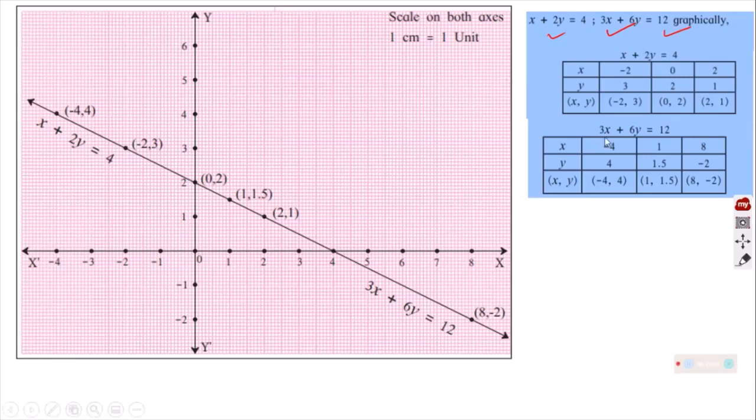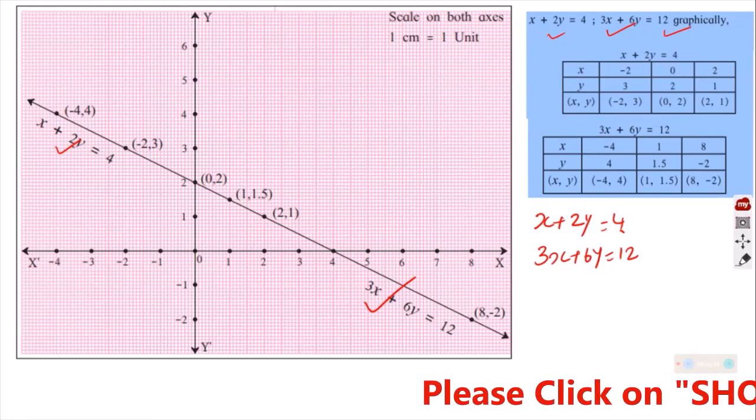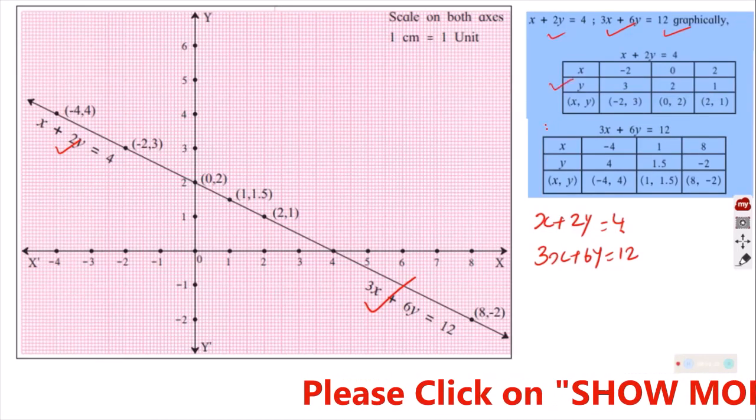Now here are two equations. One is x plus 2y is equal to 4. The second equation is 3x plus 6y is equal to 12. We are placing that equation here on graph paper. This is the diagram from your textbook. If we look, there are no two lines here yet, but two ordered pairs are here.